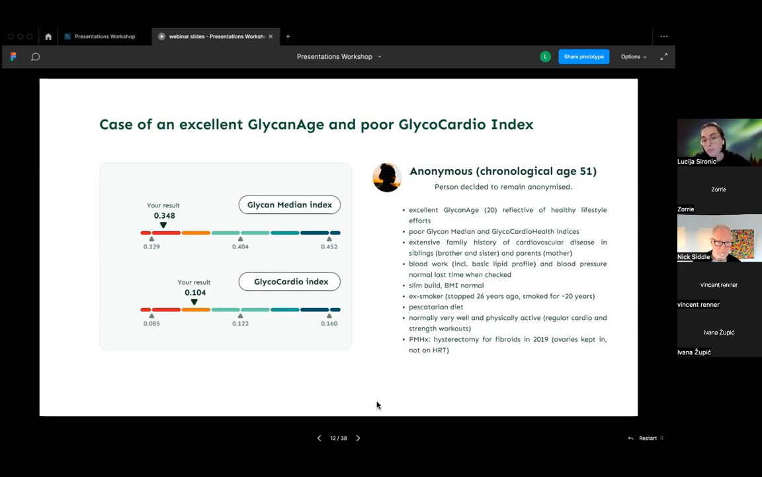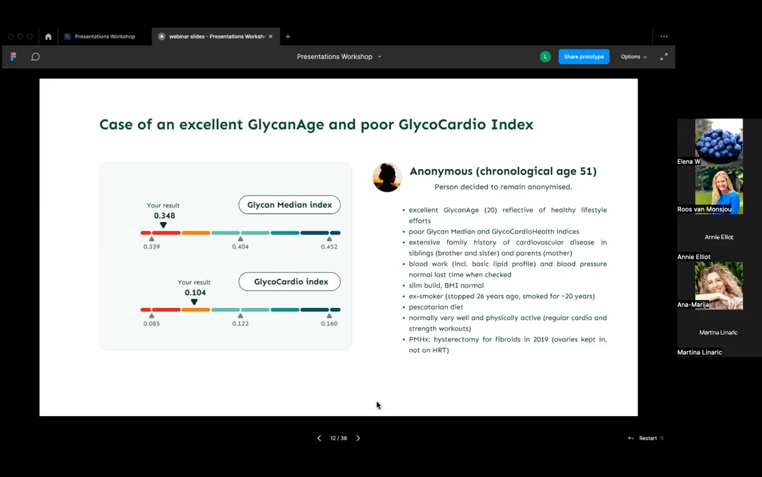She's normally quite a fit lady, normal BMI, works full time, doesn't feel under a huge amount of stress, sleeps well, eats a good pescatarian diet, regularly works out. And apart from a hysterectomy that she had a few years ago, she didn't really have any medical issues until this point. It's important to say that she is an ex-smoker, but stopped also many years ago. And all the blood work that she had done up to this point was all normal.